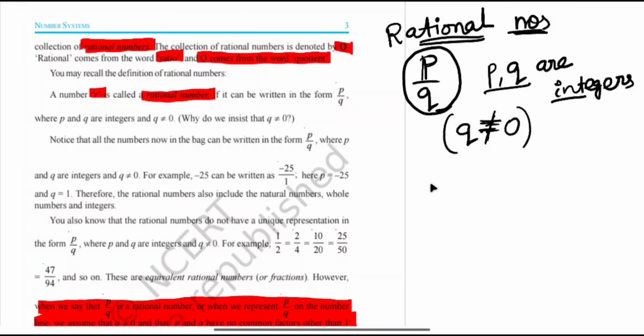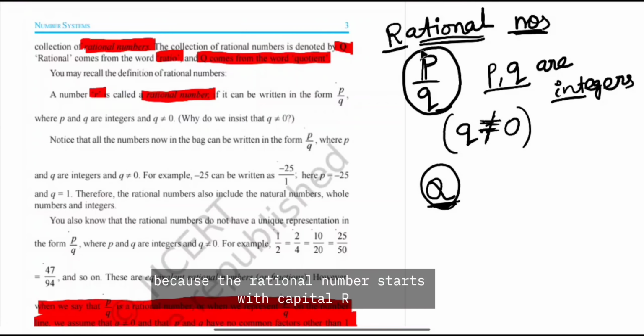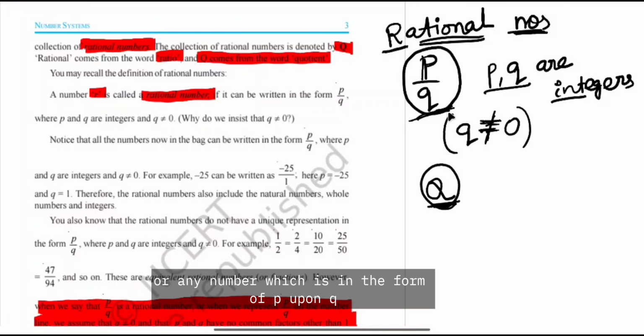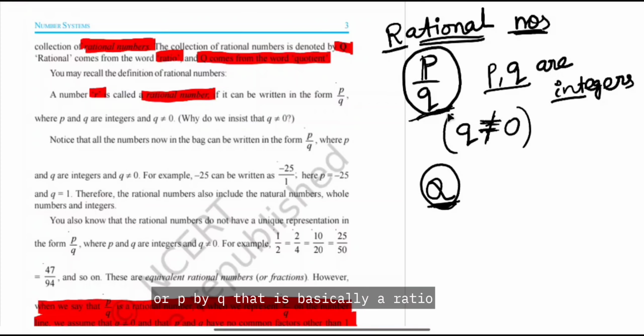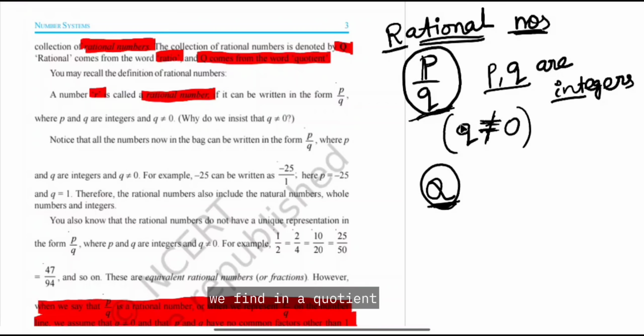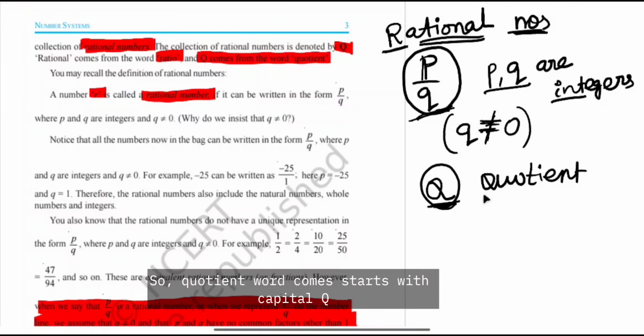Why is a rational number denoted by the letter Q? It should have been R because rational number starts with capital R. But any number which is in the form of p upon q or p by q is basically a ratio, a process of division. So wherever we divide something with something we find a quotient. The word quotient starts with capital Q. That's why rational numbers also start with Q.